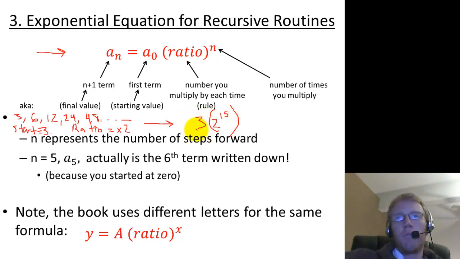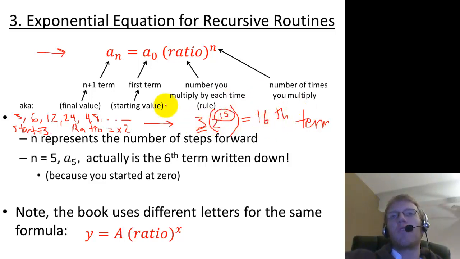So the 3 is the first term. If I multiply by 2 to the first power, I'll get the second term. Then every time I increase the power by 1, I'm going to get the next term and the next term and the next term. So this is actually going to be the 16th term. So I start with the first term, and then I'm going to go 15 terms into the future. So 3 times 2 to the 15th is the 16th term.